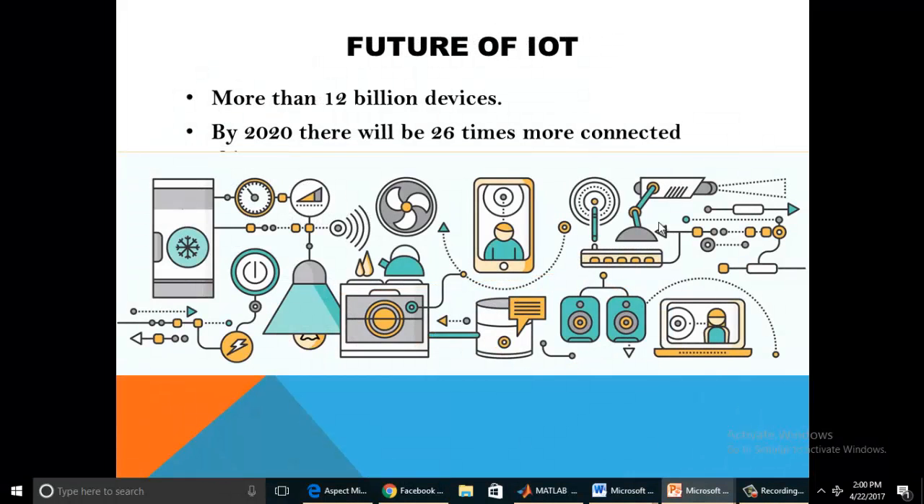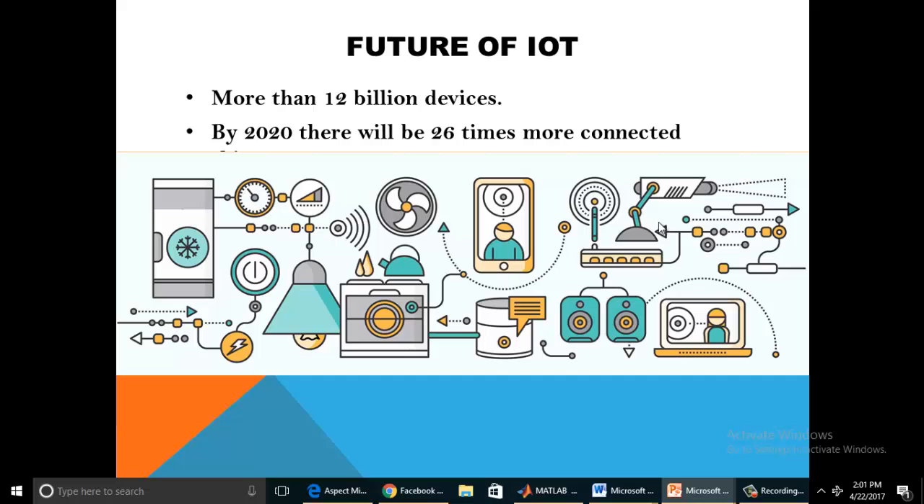Okay, so as far as the reach of the Internet of Things, there are more than 12 billion devices that can currently connect to the Internet. And researchers at IDC estimate that by 2020, there will be 26 times more connected things than people. So that just goes to show you the importance of Internet of Things and how much significance it has as far as the future of computer sciences and the modern world is concerned.